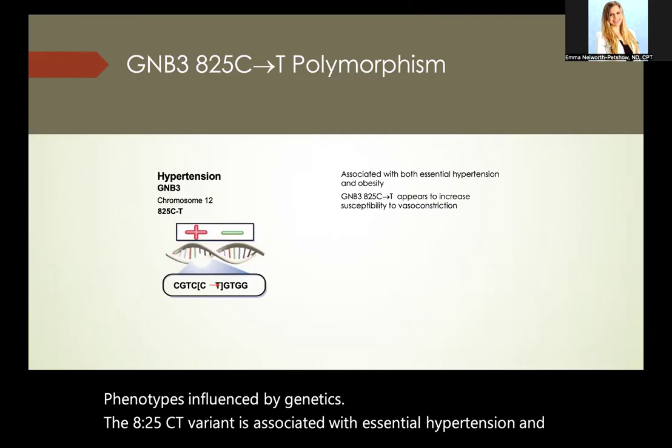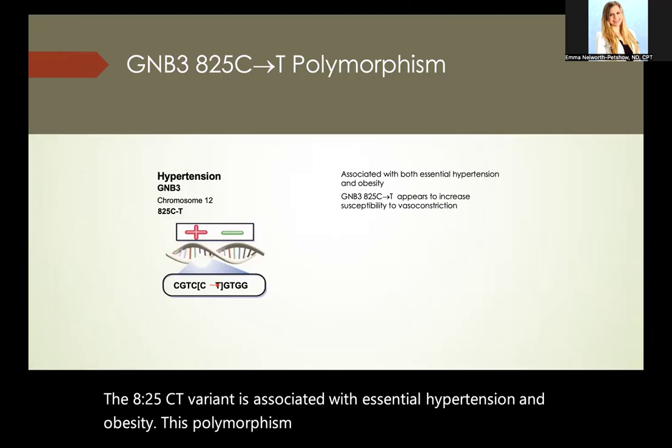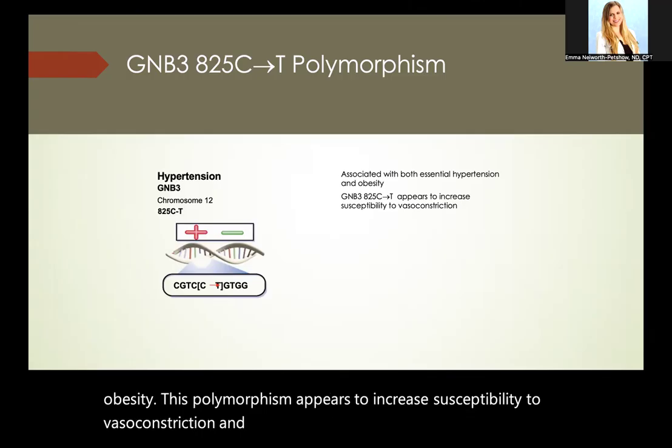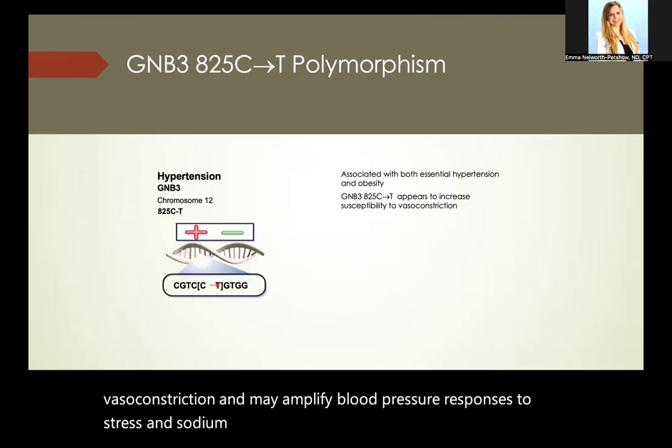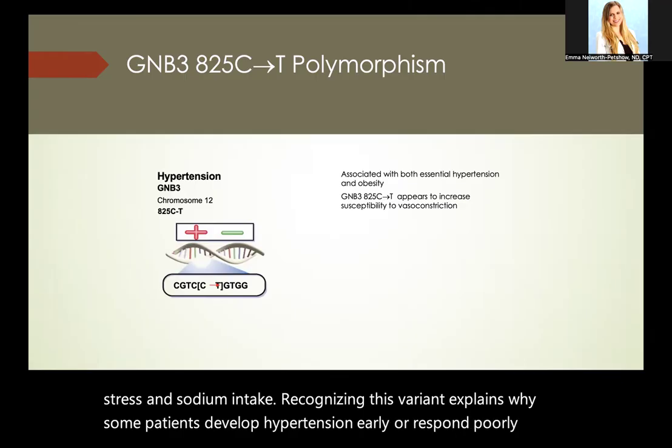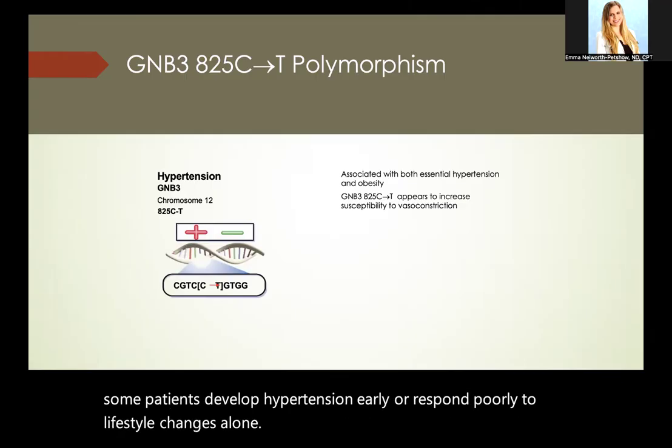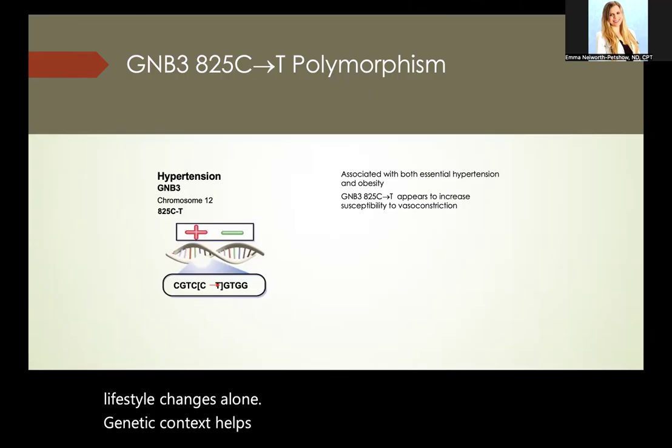This polymorphism appears to increase susceptibility to vasoconstriction and may amplify blood pressure responses to stress and sodium intake. Recognizing this variant explains why some patients develop hypertension early or respond poorly to lifestyle changes alone. Genetic context helps individualize risk, counseling, and treatment intensity.